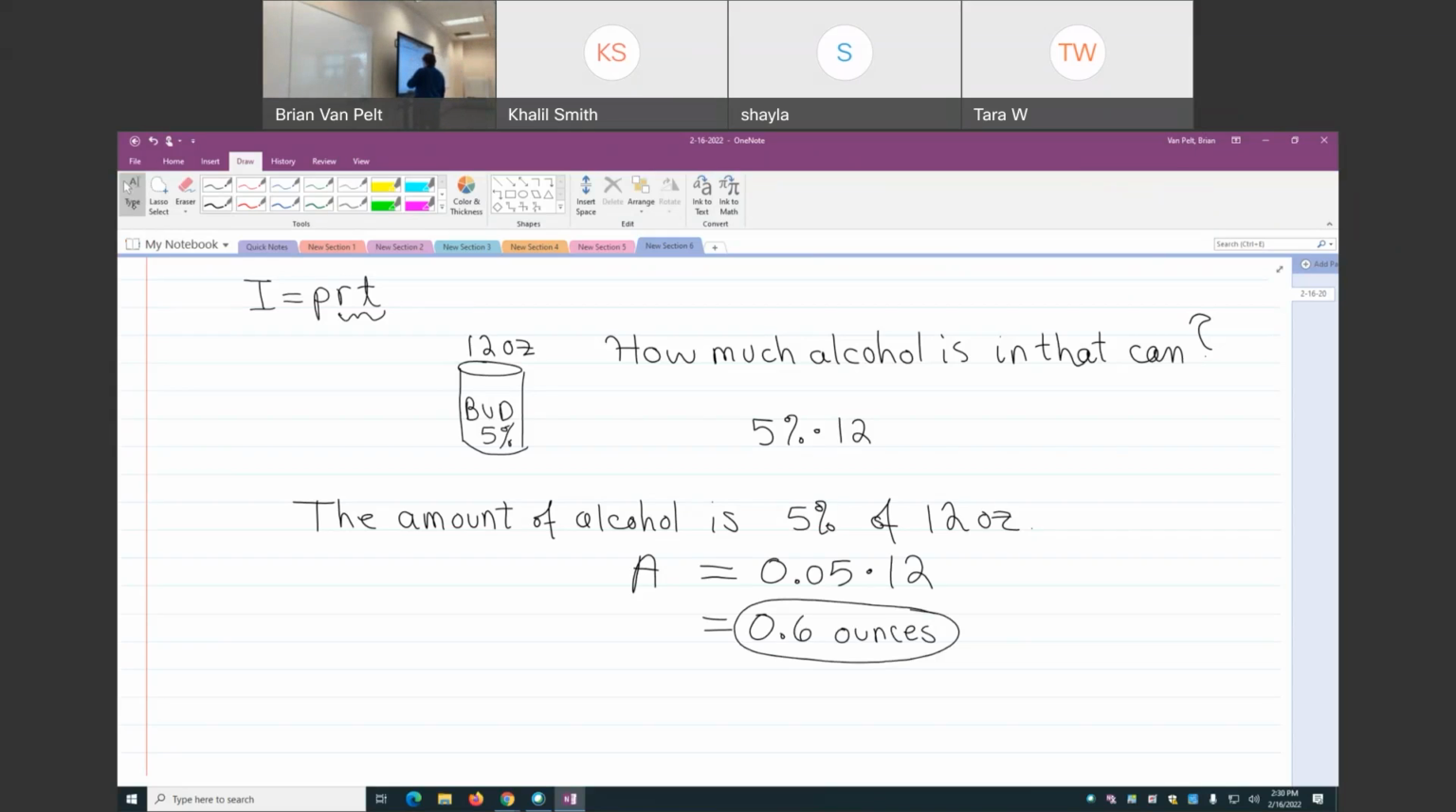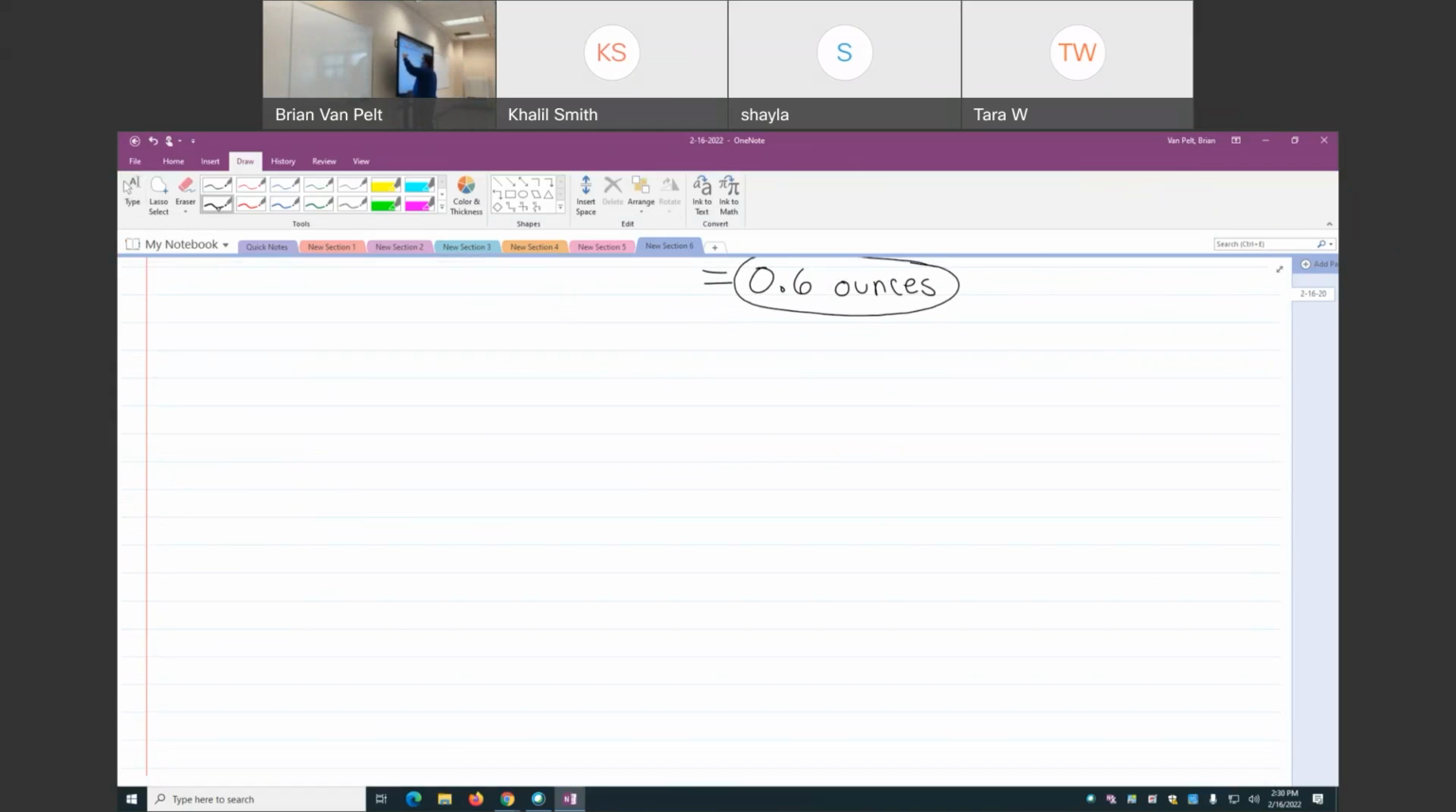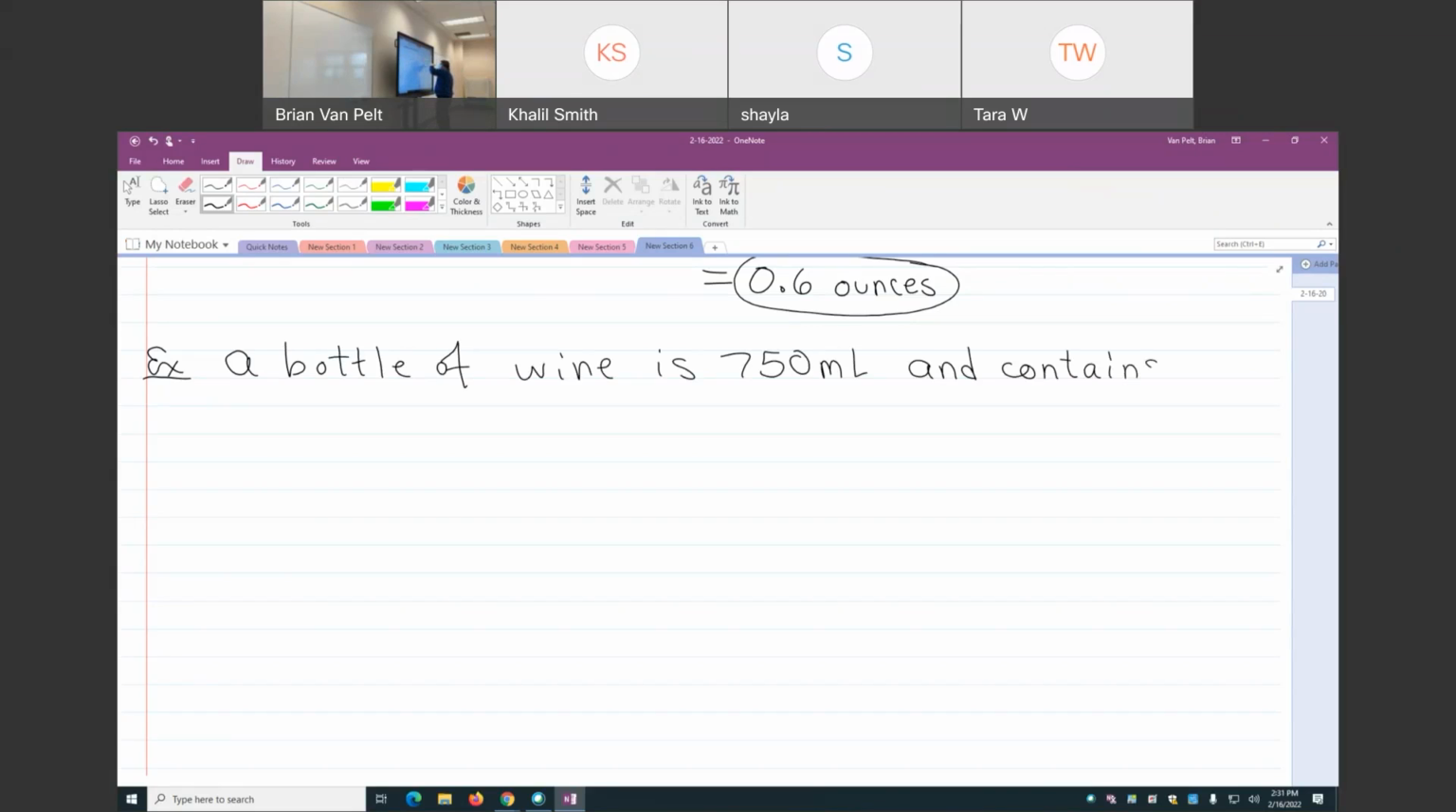Let's try a similar one. Let's stick with alcohol. If you go to buy a bottle of wine, how big is that bottle? 750 milliliters, or about 25 ounces. Okay, a bottle of wine, 750 milliliters, we'll go with that, and it contains 12% alcohol. How much alcohol is in a bottle of wine?